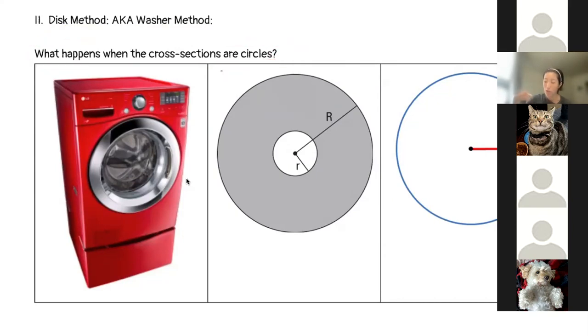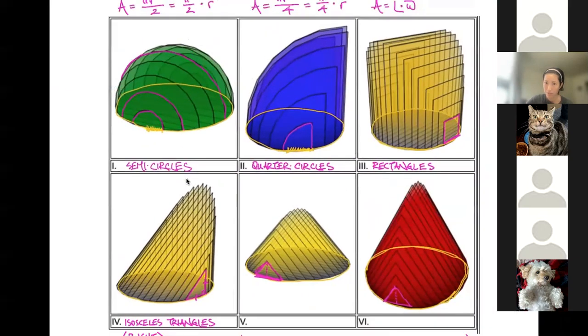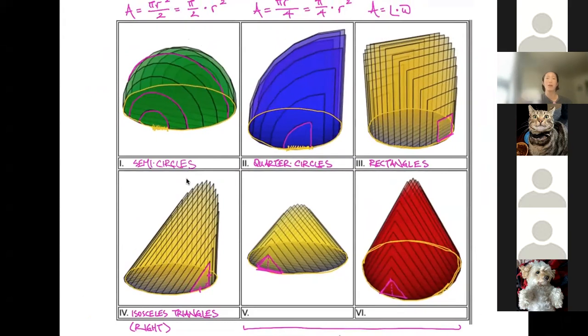And so if we sort of go back to last week, okay, so I'm going to scroll up on the screen. If we go back to all these pictures that we were looking at, we looked at a lot of different types of slices that maybe we had triangles, maybe we had rectangles or squares, semicircles, quarter circles, all of those shapes we talked about. But the one shape we didn't talk about was circles. Like, what happens if you slice something and you end up with a bunch of circles? Okay. And so that's exactly where we're going to go today.